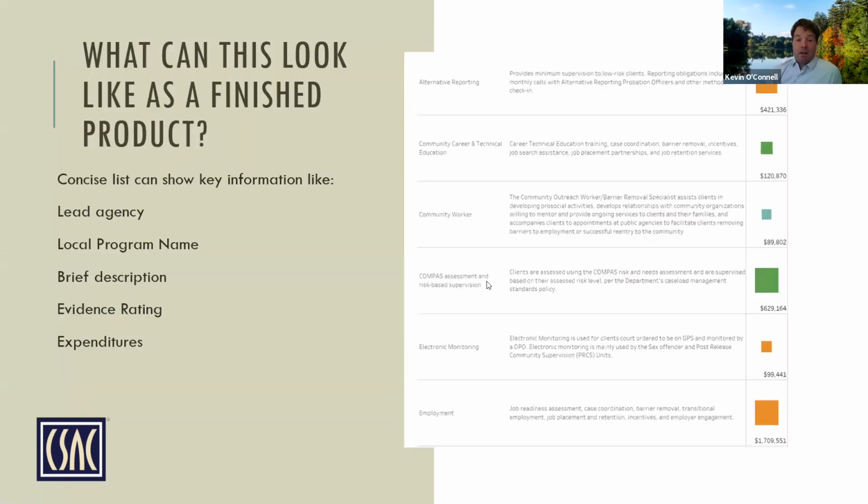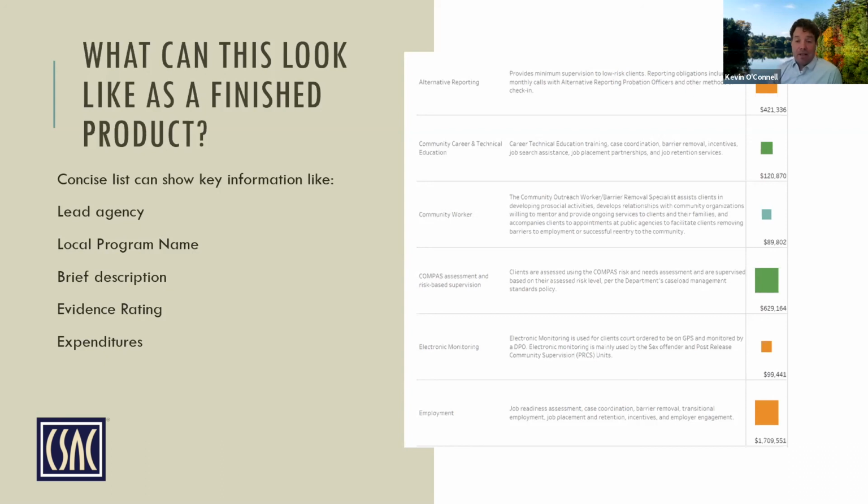So what can this look like as a finished product? The idea is you have a range of programs. Some counties have 60, 70, 80, lots of different things. Some have less. But it's a range of different pieces that can be put together and presented in a way that combines things like: who's the agency actually responsible for the work? What's the actual local programming name? A brief description that somebody could take and read and not feel like they have to understand too much about everyone else's work, but make sure it's in plain English and written pretty well.